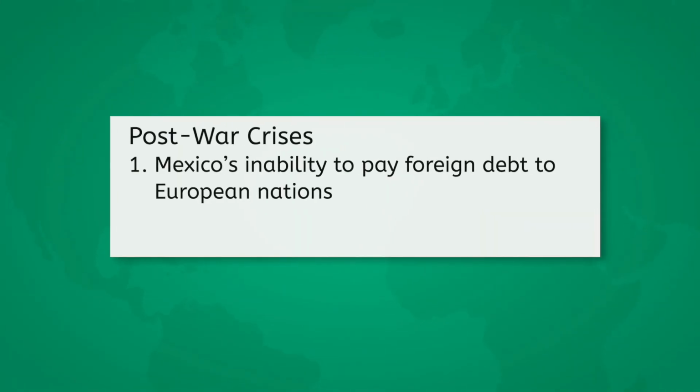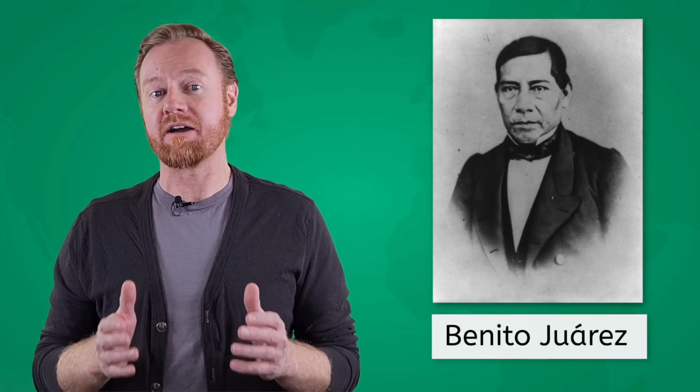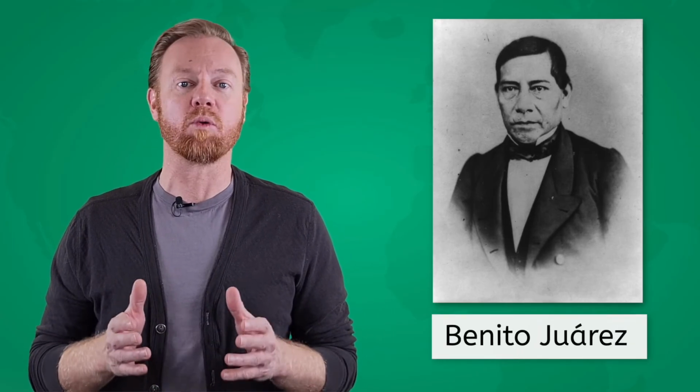The second post-war crisis was a series of political conflicts that created a civil war. In 1858, Benito Juárez became president of Mexico as the head of the new Liberal Party. The Liberal Party seized lands held by the Catholic Church and indigenous peoples, selling them to private investors in order to solve the national debt problems caused by the war. That didn't go over well with everyone.